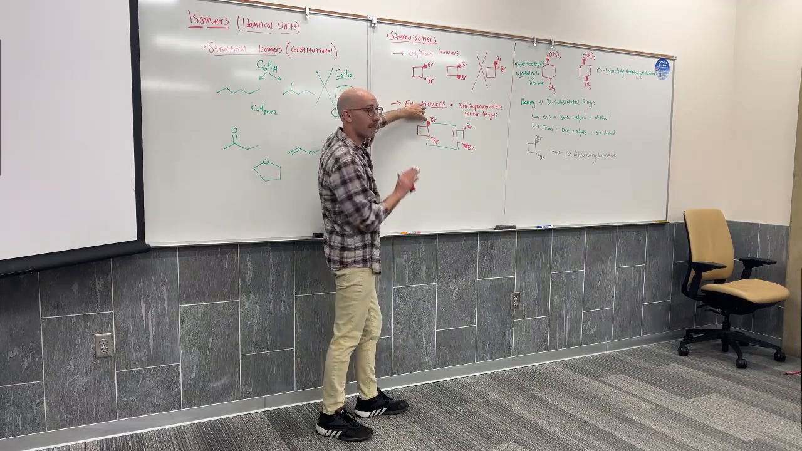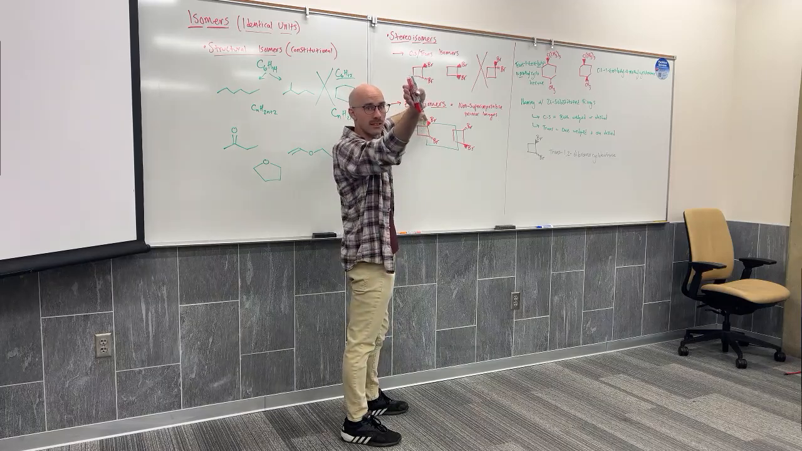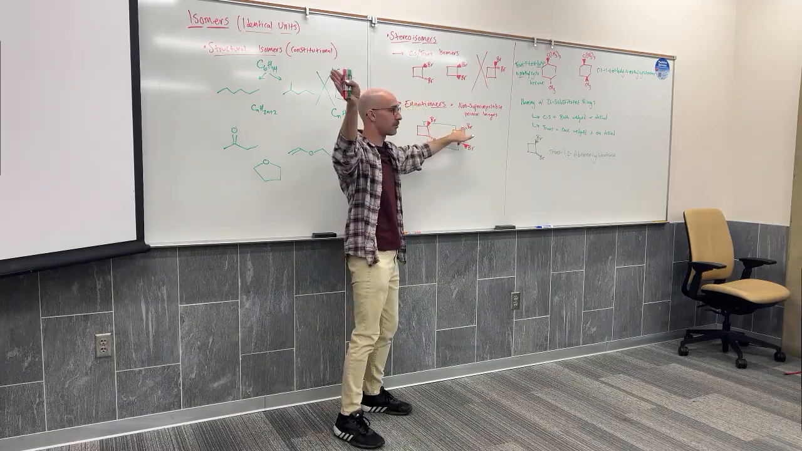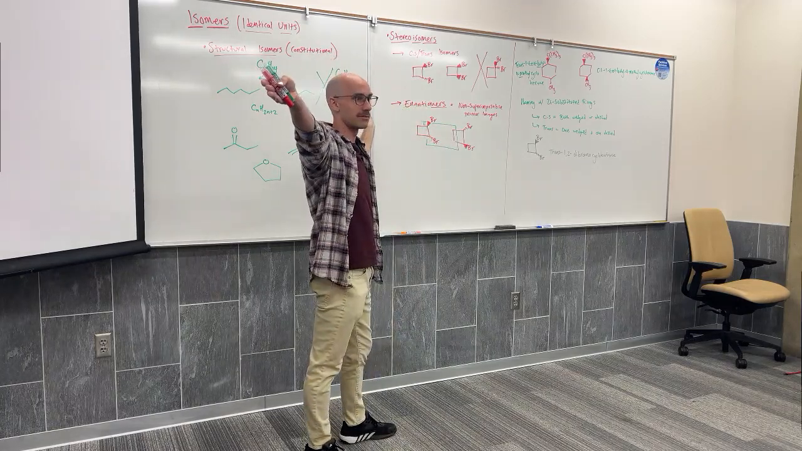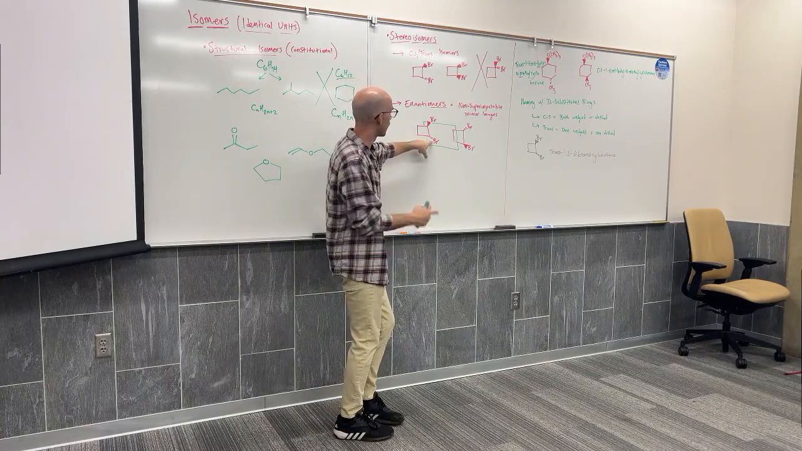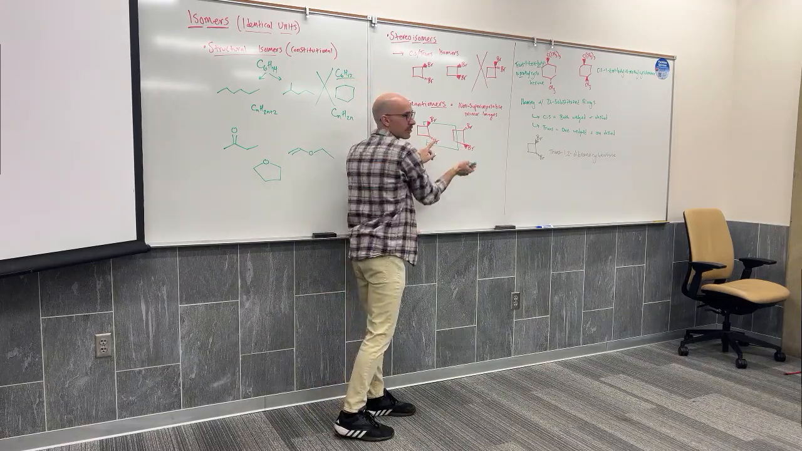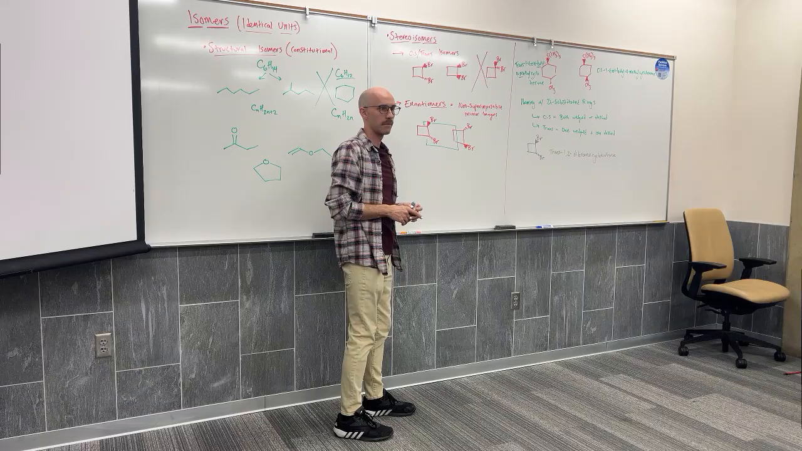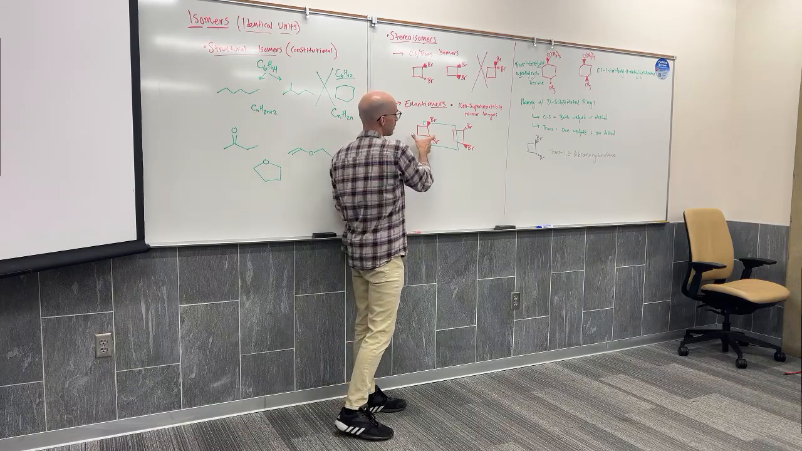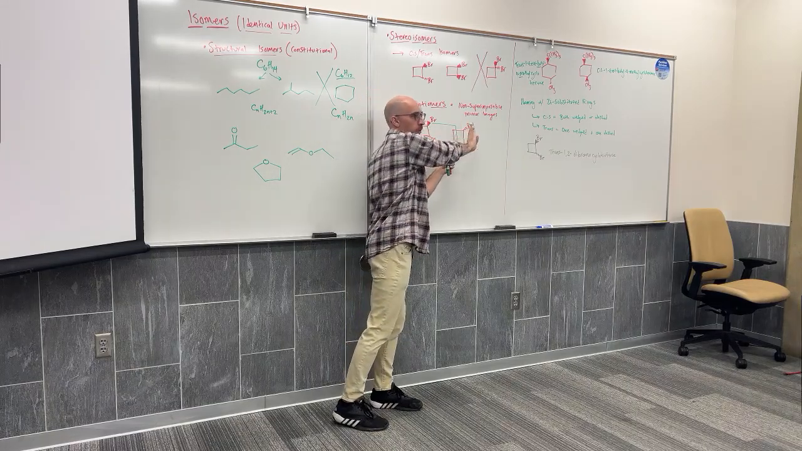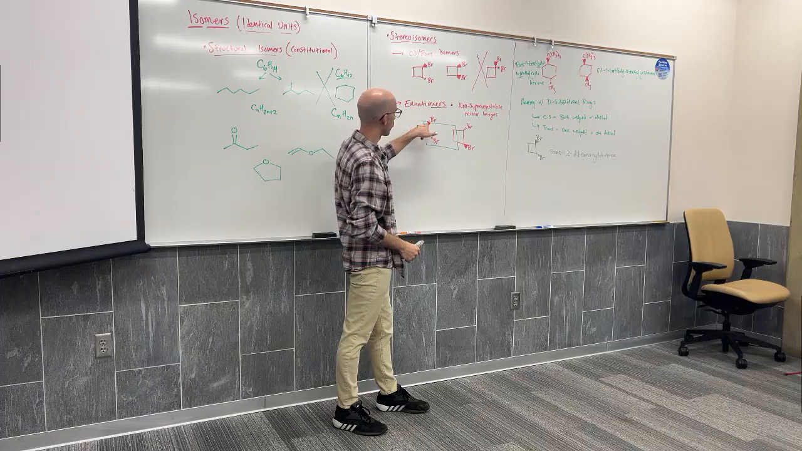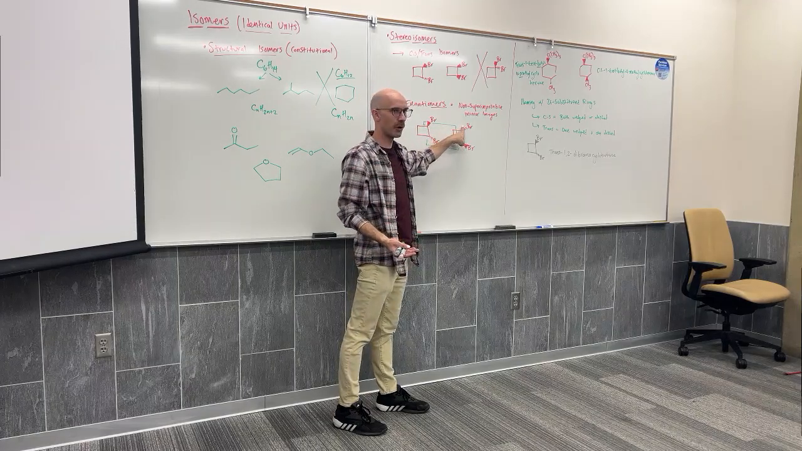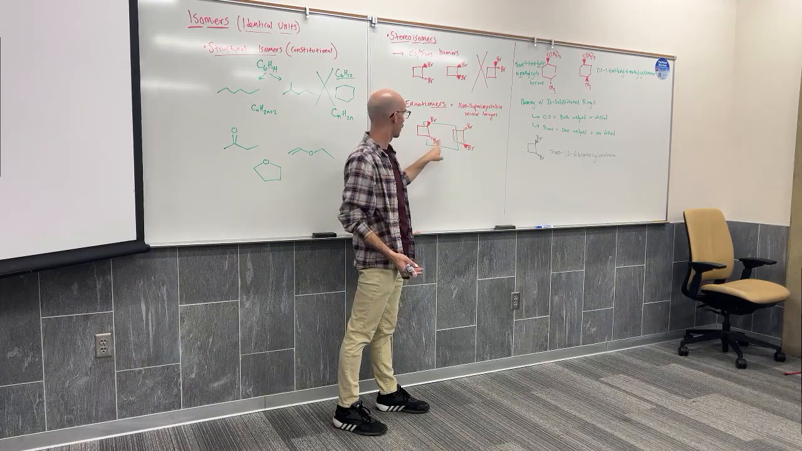This bromine on top is coming towards you. So in its mirror image, the bromine is going away from you. This bromine is going away from you, so in the mirror image, it's coming towards you. And now if you take these two molecules and you try to superimpose them, a bromine wedged doesn't superimpose with a bromine dashed, vice versa.